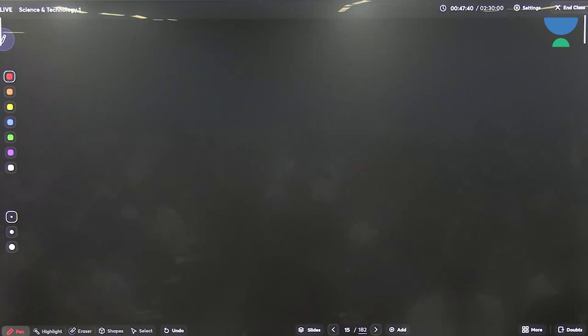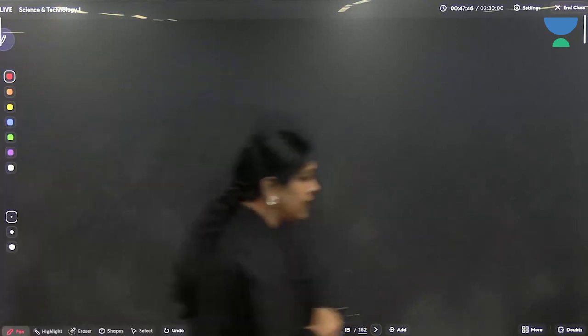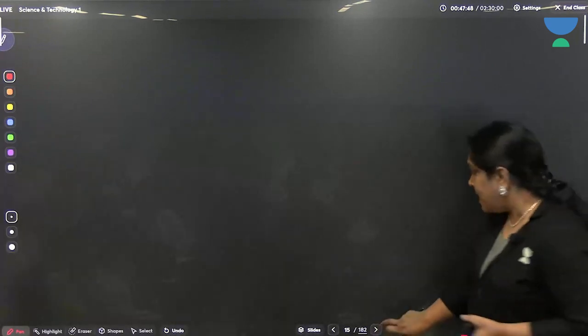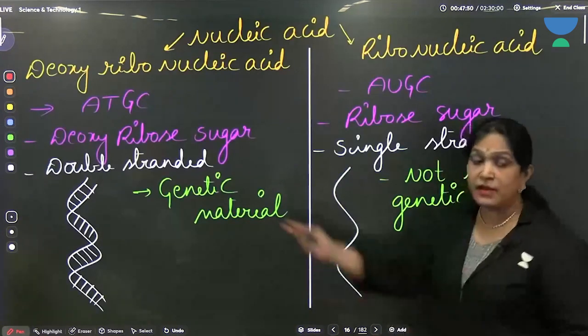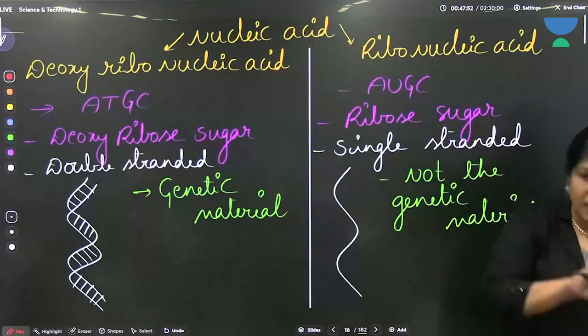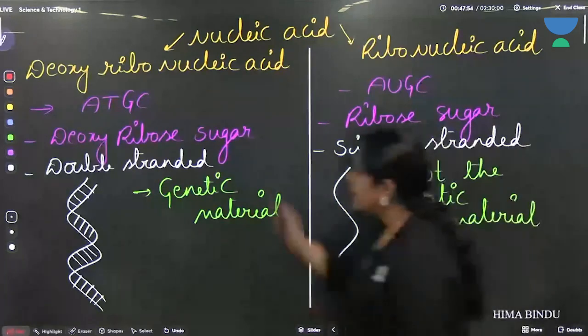One difference between RNA and DNA? Sugar. RNA will have ribose sugar, DNA will have deoxyribose sugar. But we have other differences also. I will go back to that slide and explain it. That is not yet completed, don't worry.